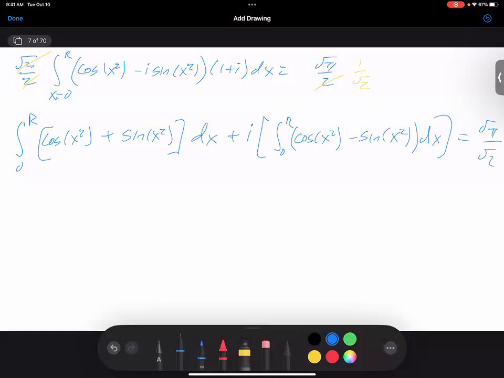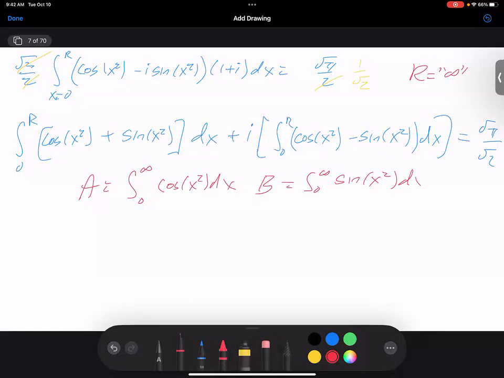So we really have two things we don't know. Let A be the integral from 0 to r. I guess we should really be doing 0 to infinity at this point, but rather than erasing anything, I'll just set r equals infinity. So from this point onward, I'll start writing infinity. So we'll have A be the integral from 0 to infinity of cosine of x squared dx, and B will be the integral from 0 to infinity of sine of x squared dx.